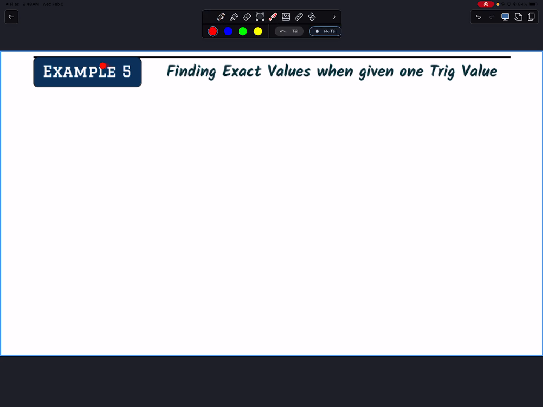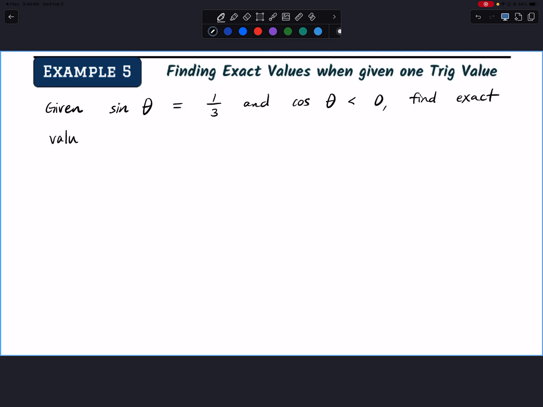So what we're going to do right now, we did a problem like this doing all students take calculus. I want to show you guys how we can do something like this by using our identities. Okay, so you guys could do a triangle for this problem, but let's practice using our identities. So given that the sine of theta is 1/3 and cosine of theta is less than 0, find the exact value of the other 5 trig functions using identities.